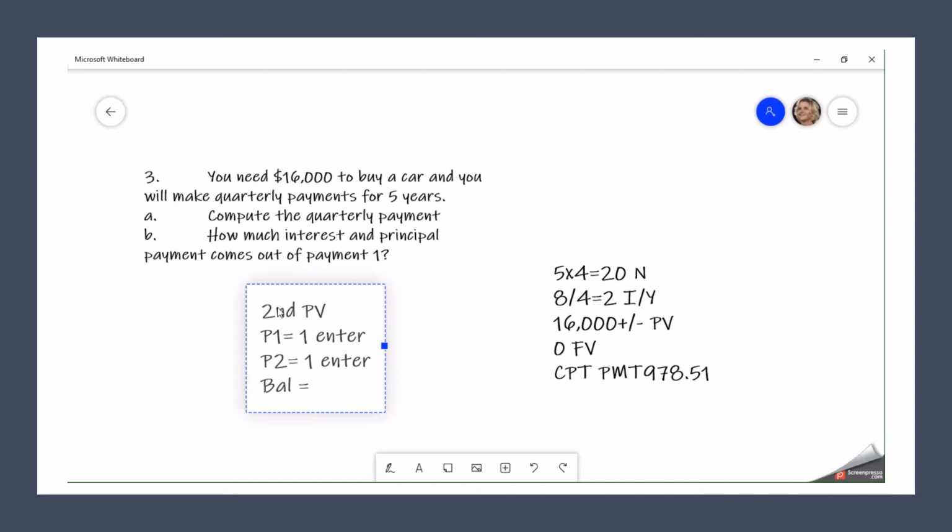And then what it says is the loan balance goes down to $15,341.49. The principal that comes out of that first quarterly payment is $658.51. And then the interest is $320. So then that would be how we solve that one.